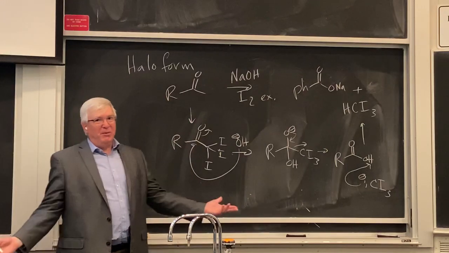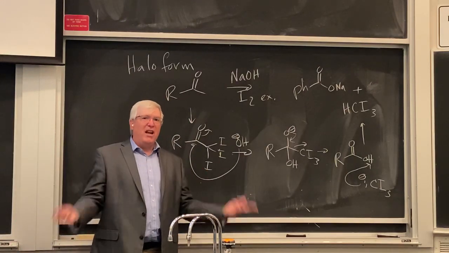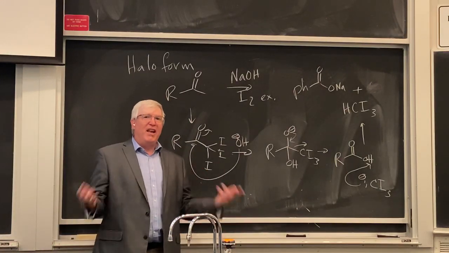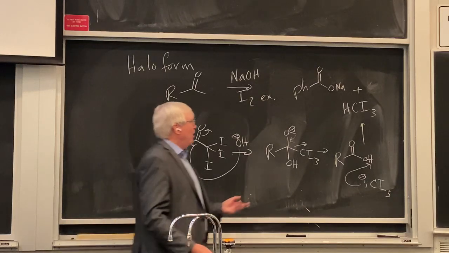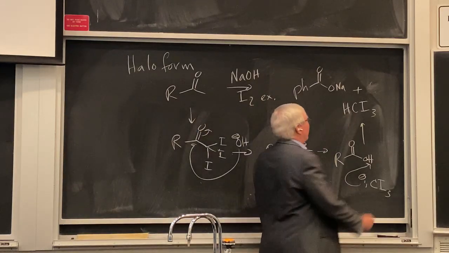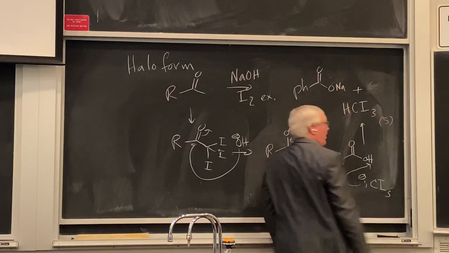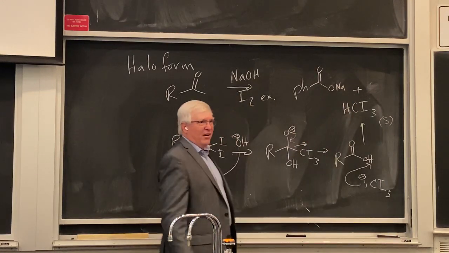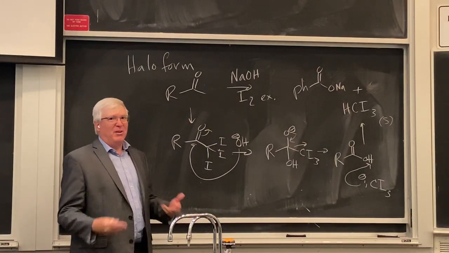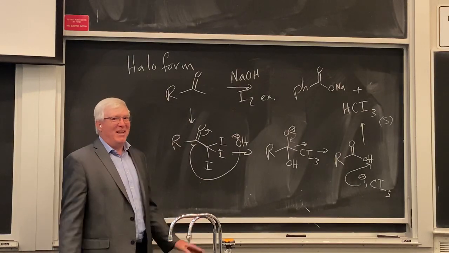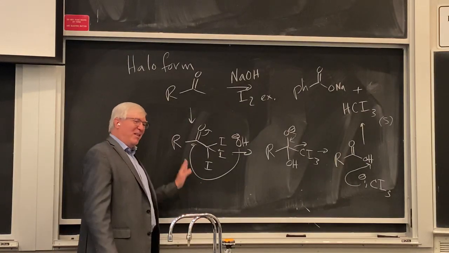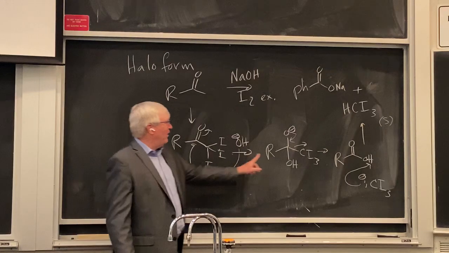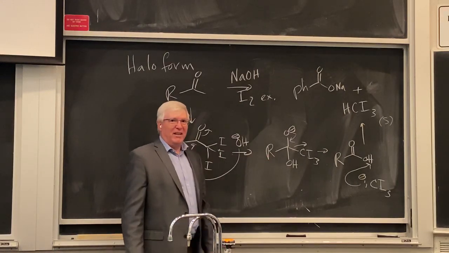It's not a preparatively useful reaction. It's an archaic reaction. It used to be a test for methyl ketones because the iodoform here is a solid yellow material that would precipitate out. Now we determine structure by NMR and modern techniques. But your book does show that, and I go through that. The only difference here is this tetrahedral intermediate here.